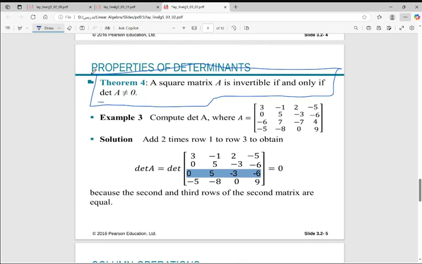A matrix is invertible, this means there is an inverse for a matrix, if and only if its determinant is non-zero. Right?